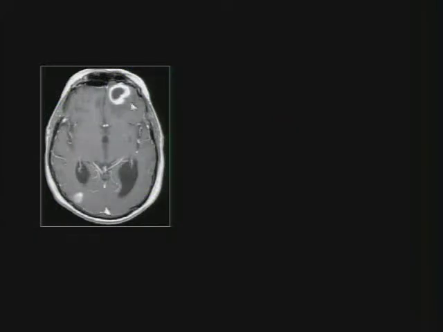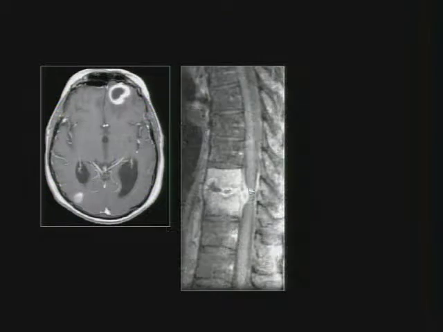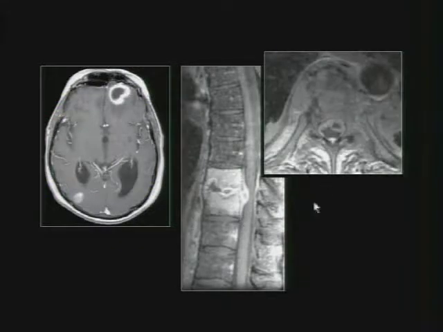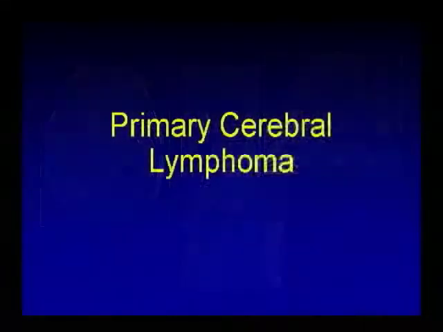Here's a gentleman I also showed you before, ring enhancing mass, there's 1 and there's 2. So metastases should be high on your differential. He also had back pain, and you could see the epidural component. This is actually a gentleman with tuberculosis.